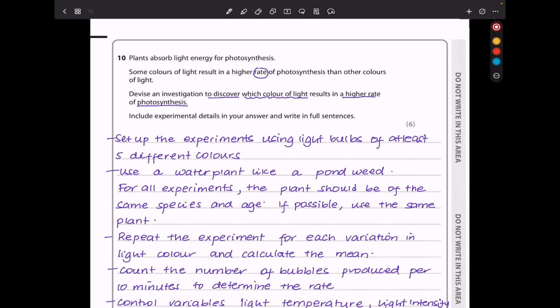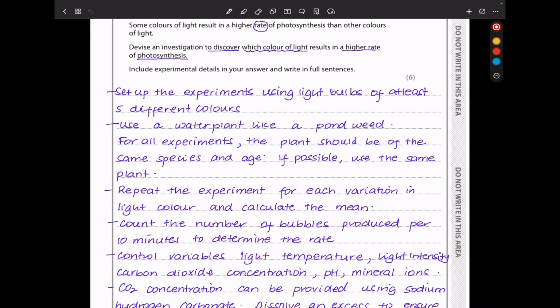In my description, I set up an experiment using a water plant. The plant is going to be exposed to different colors of light, meaning using different bulbs of light. All the other variables like temperature, carbon dioxide concentration, and so on are going to be maintained as we vary the wavelengths of light, or the colors of light. Then I'll repeat the experiment for each color in order to calculate the mean number of bubbles of gas produced. So I say set up the experiment using light bulbs of at least 5 different colors.